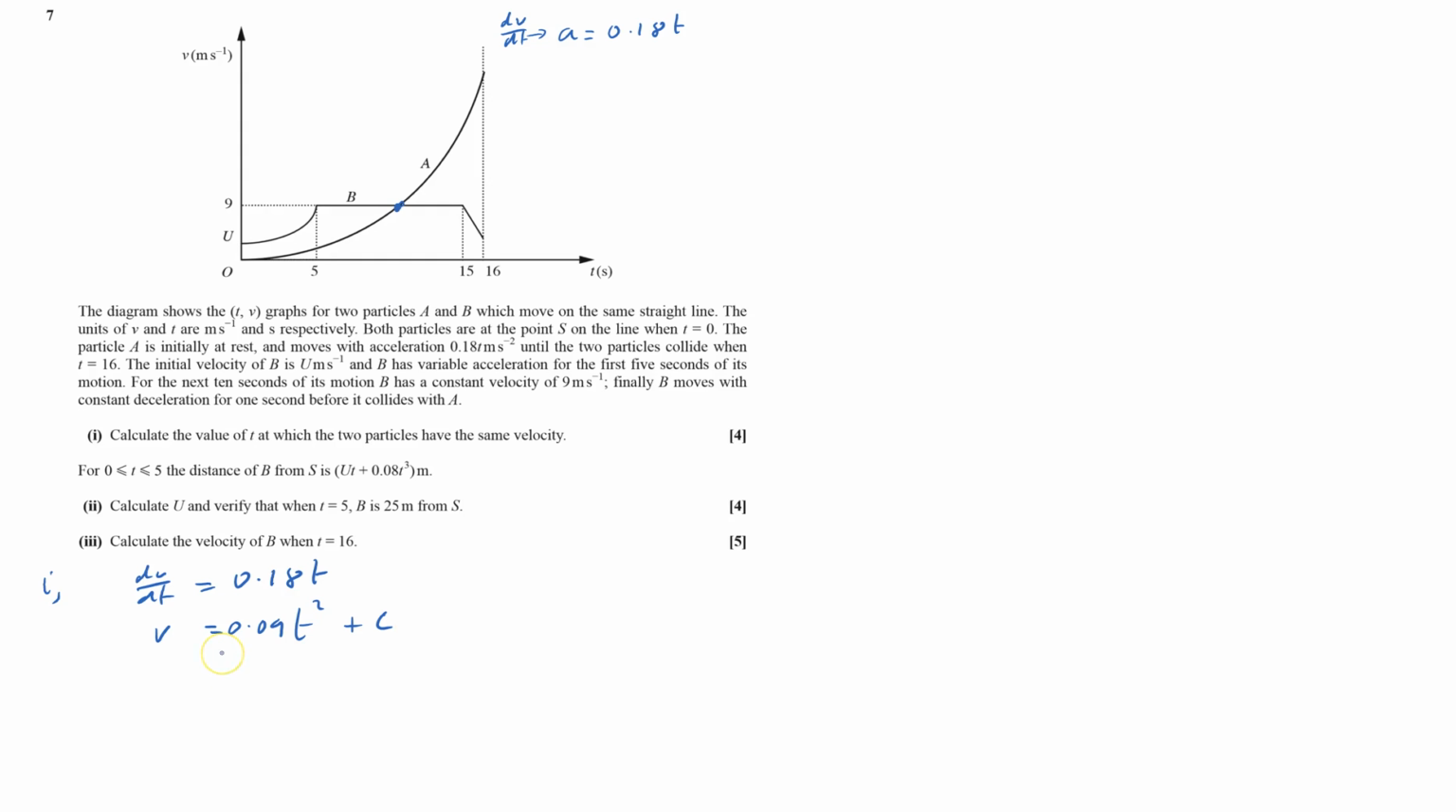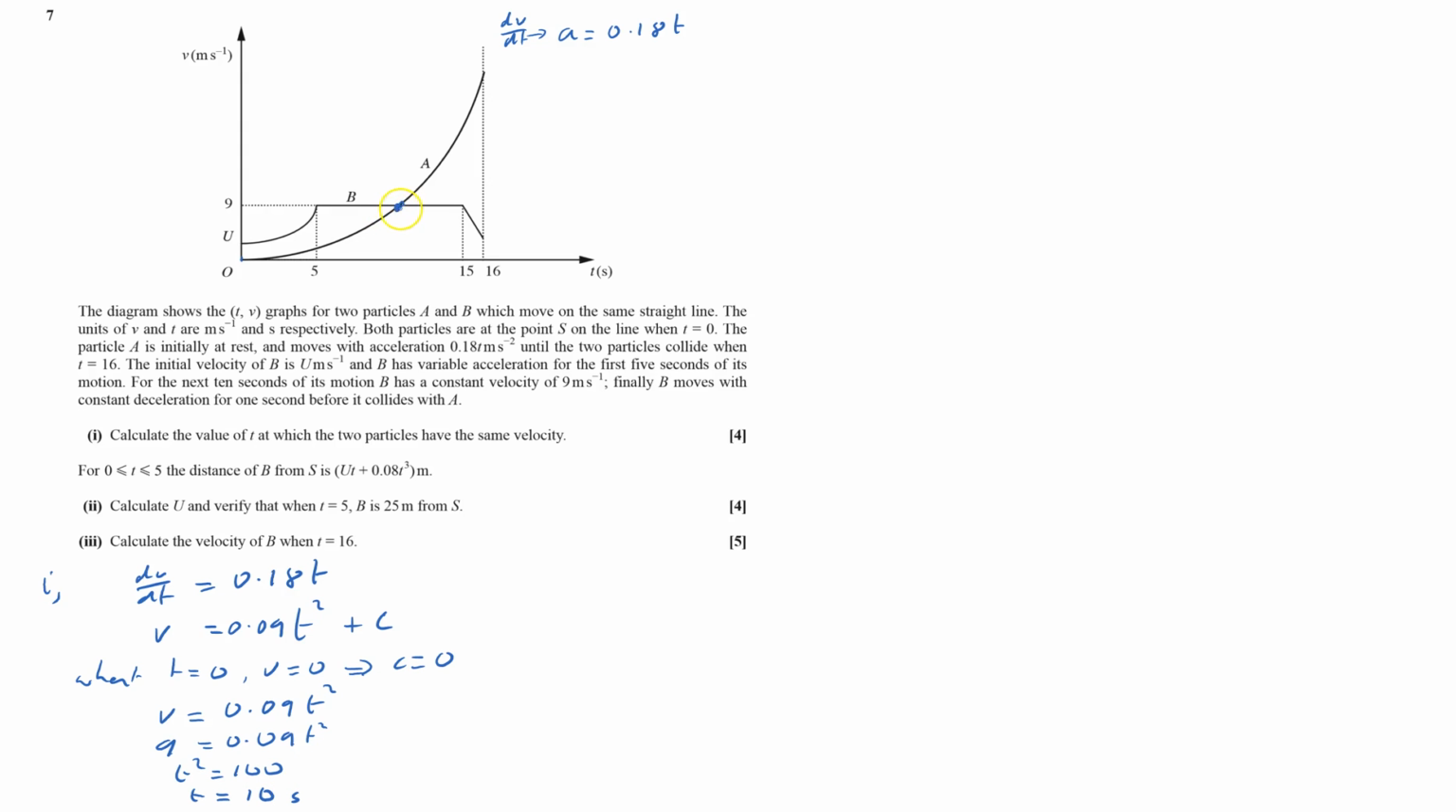And then we need to find c by putting the condition in, and we know here at 0. So when t equals 0, v equals 0, so that's 0, therefore c equals 0. But we do want to work that out. So now I know that v equals 0.09t squared, and I want to find out when it equals 9. So 9 equals 0.09t squared, so therefore t squared equals 100, and so t equals 10 seconds.